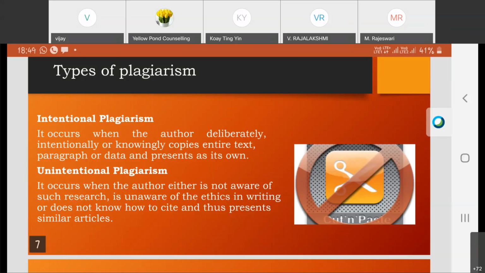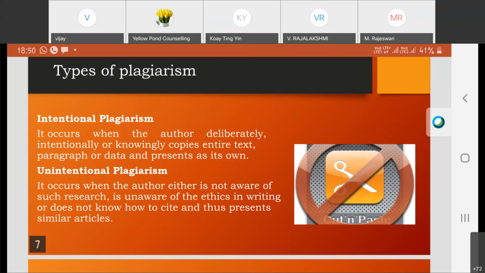Exactly, in our psychology field, it is very difficult to publish a scientific paper. I know very well how much effort we have to put into publishing one article. It takes a minimum of one year or 1.5 years if you are going to publish in a reputed journal. At the same time, what about unintentional plagiarism? Unintentional plagiarism occurs when the author is either not aware of such research, is unaware of the ethics in writing, or does not know how to cite, and thus presents a similar article.